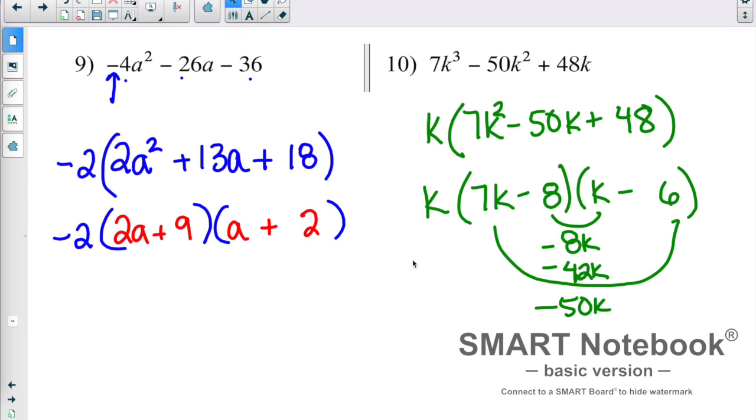Alright, so there's more practice that I've posted on this, but this is incredibly important for pre-cal.